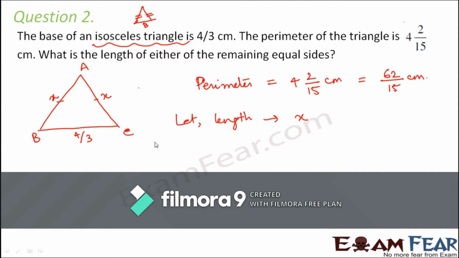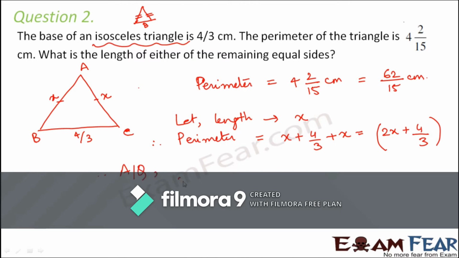Now, as per our assumption, what should be the perimeter of this triangle? The perimeter should be equal to x plus 4 by 3 plus x. So, x plus x is 2x plus 4 by 3. So, as per our assumption, this should be the perimeter. But as per the question, this is the perimeter. So, basically, we can say that according to the question, 2x plus 4 by 3, its value should be equal to 62 divided by 15. Right?